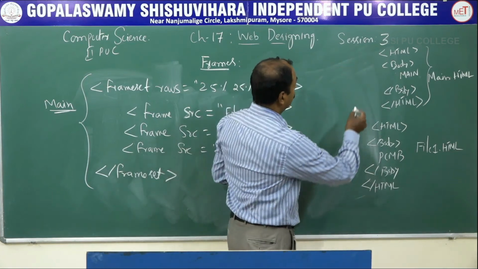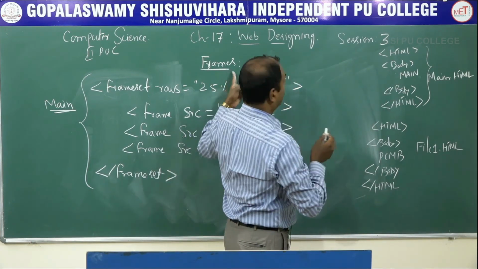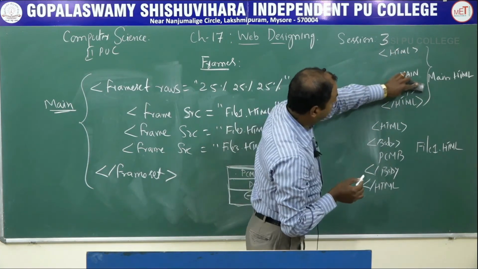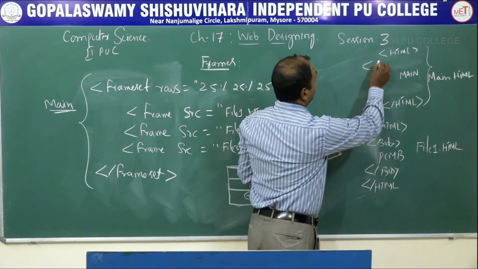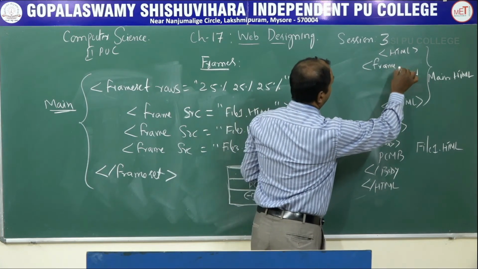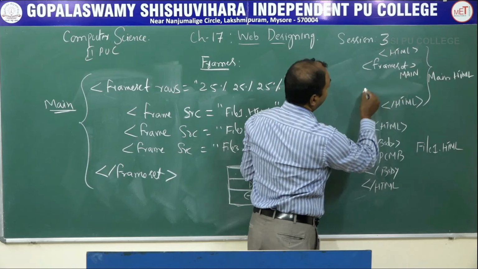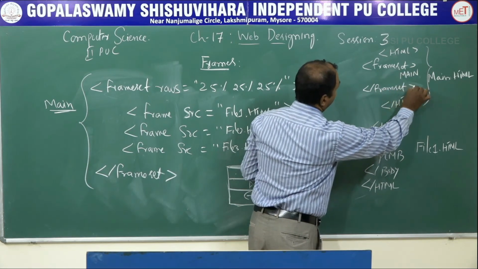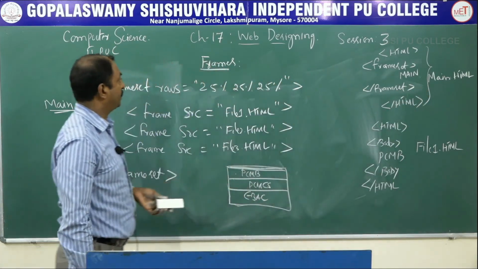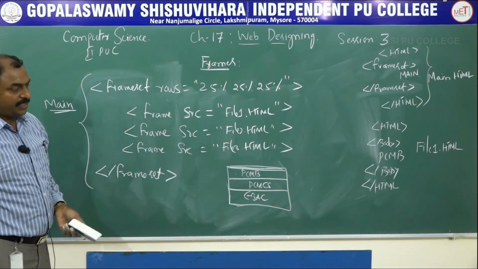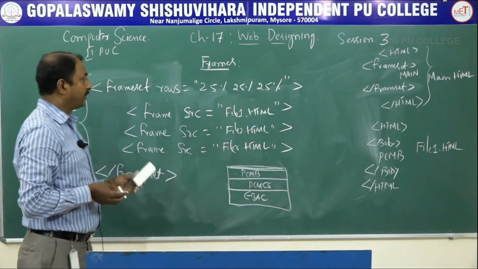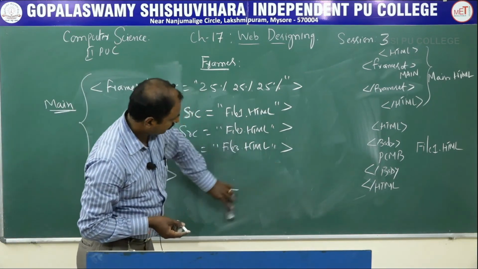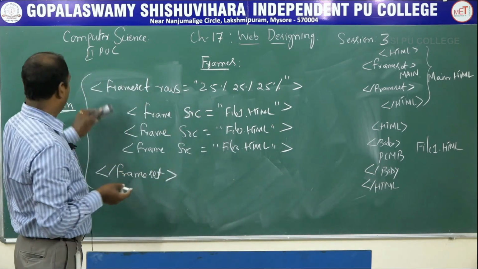And already I told you this main program, this frames, it replaces body tag. In the place of this, we are writing frameset tag, and here we are closing this with frameset tag. See, this is your frames in HTML. Now it is going to divide like this. Suppose I want to divide this into 2 rows and 2 columns.